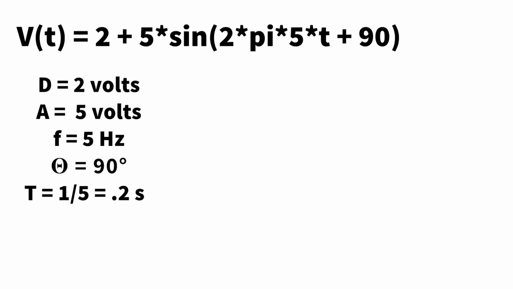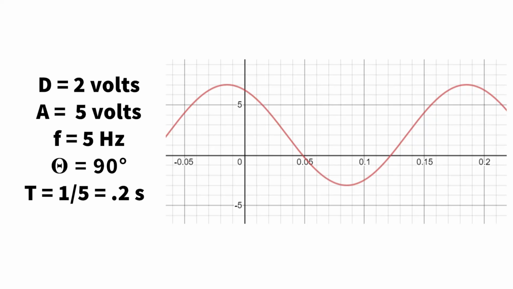The wave is going to move up a positive 2 volts on the vertical scale due to the 2 being present in the DC offset. The amplitude is going to be 5 volts, meaning that the peak positive voltage is going to be 7 and the peak negative voltage to be negative 3. This means that the wave has a peak-to-peak voltage of 10 volts.